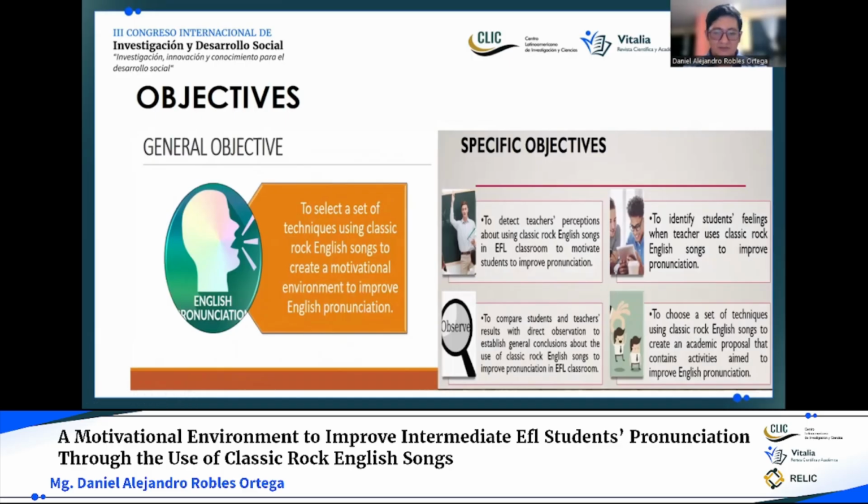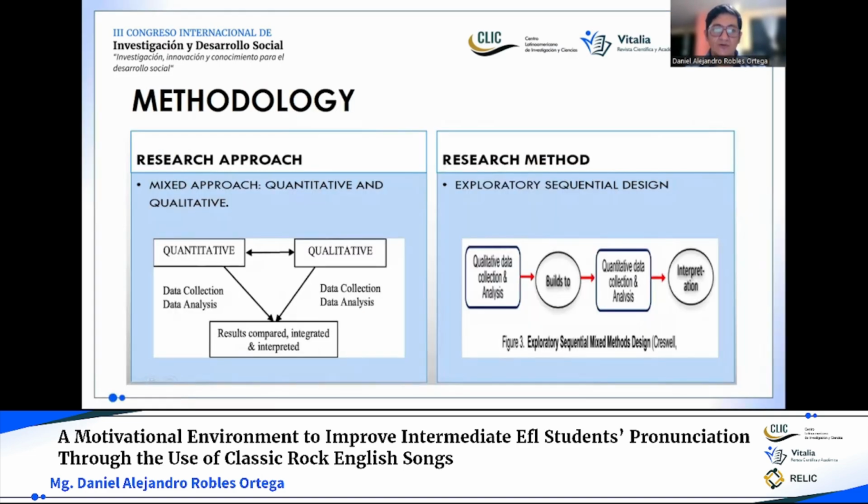Once the objectives are clear, we can continue to the next part, that is the methodology. For the methodology, a mixed approach was used in this investigation. It allowed getting subjective perceptions collected from the qualitative approach, gathering numeric data from the quantitative approach, reinforcing that information with a direct observation in the classroom, and based on that, selecting a set of techniques using classic rock English songs to create a motivational environment to improve English pronunciation.